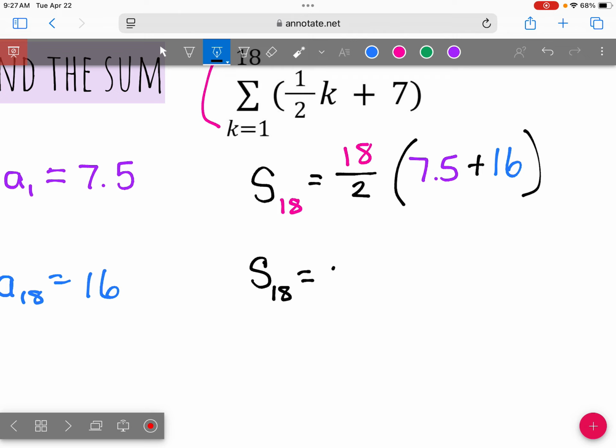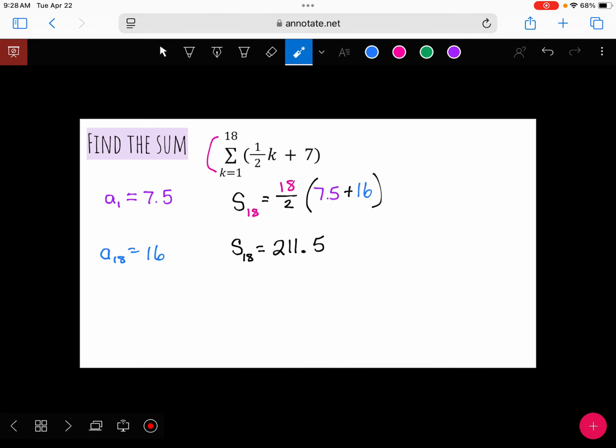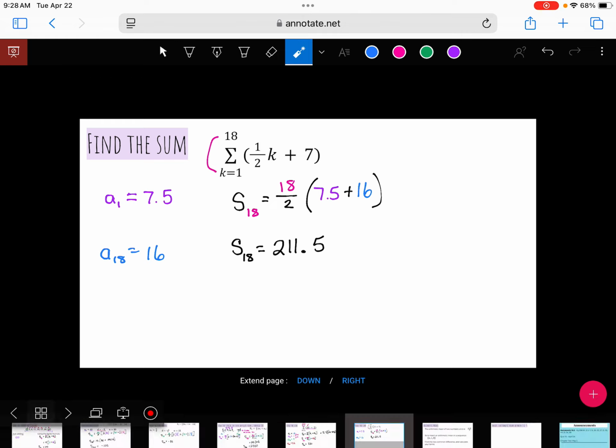We should get 211.5. Which, again, I could find each of these pieces and add them up individually, but that's a lot of work. I could come through and find our common difference. I could find the first two terms and figure out how it's changing in between. We could do that. So we have lots of options when it comes to finding our solutions for these.